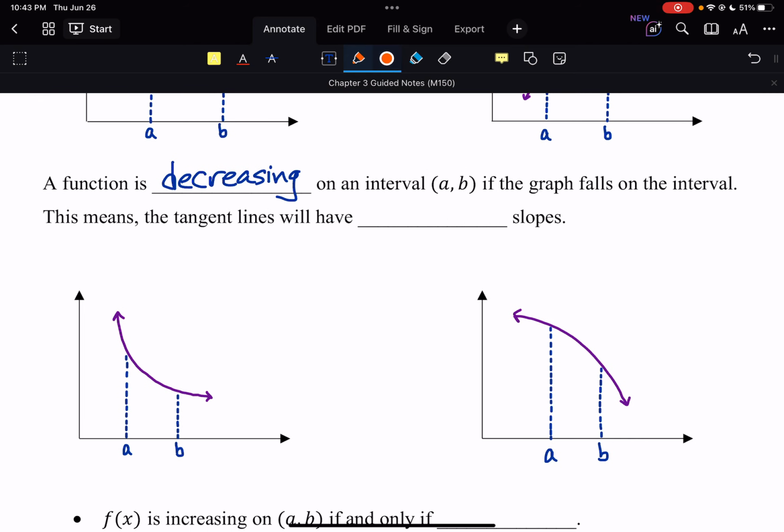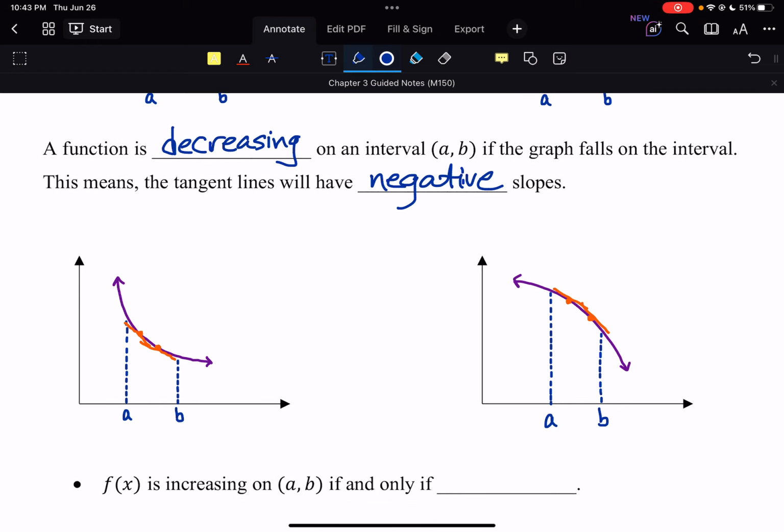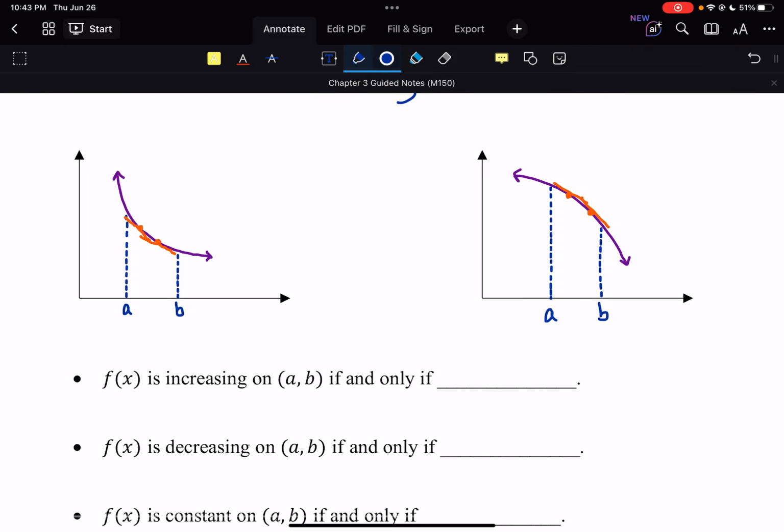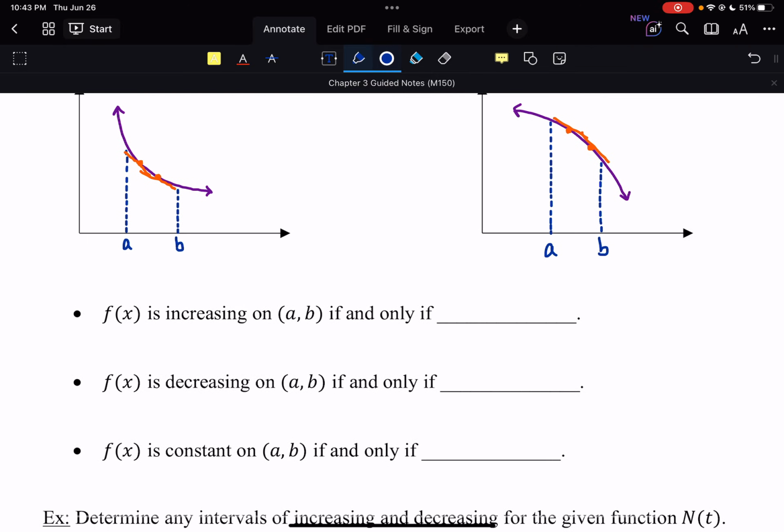So again, similarly, if we just pick some random sample points here and we draw tangent lines, you can see the slopes of these tangent lines would, of course, be negative. So that means we would have a negative derivative that corresponds to our decreasing function. So we draw our conclusions down here.